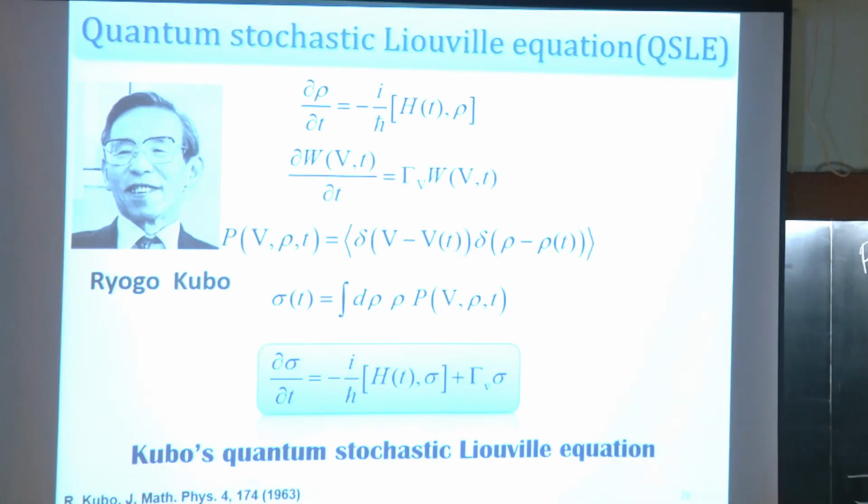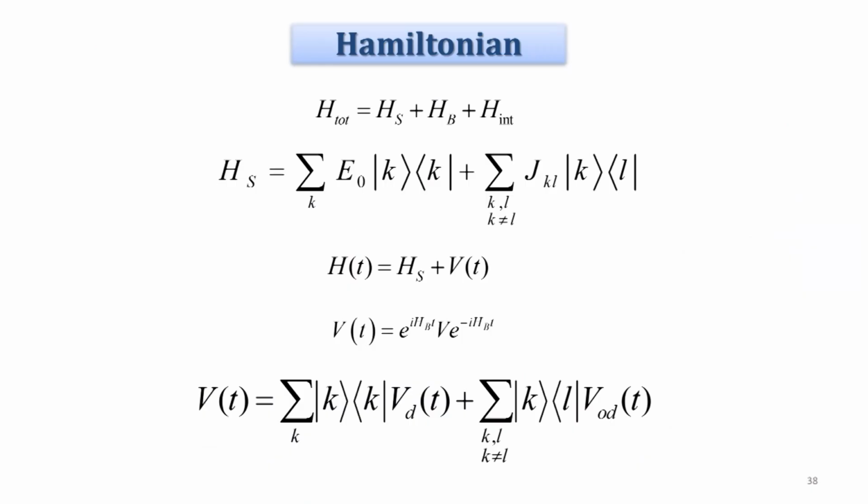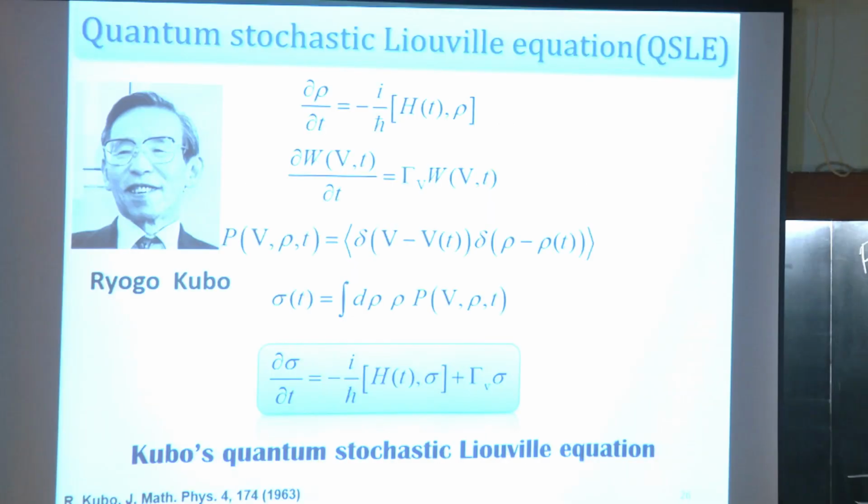Now there was a great scientist in our field called Ryogo Kubo, who did the fluctuation dissipation theorem, and many things that we know come from Kubo. This is not a great picture, but that's all I could get. Kubo said, let me find a way to describe this. I know how to describe it in terms of the Liouville equation, but I have to go beyond it, to what is called the stochastic Liouville equation.